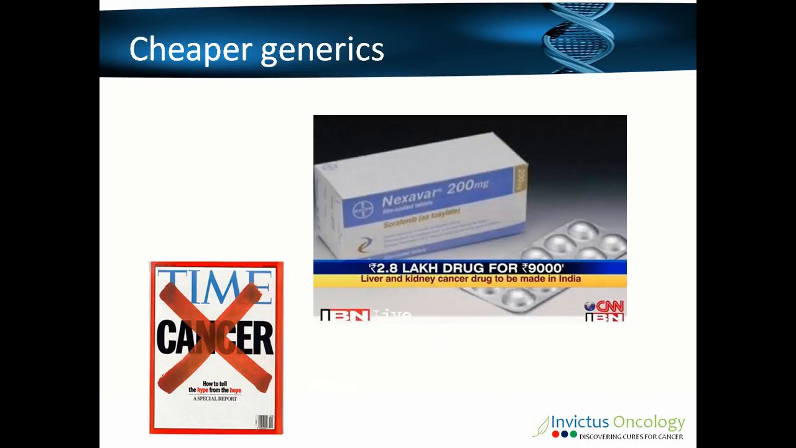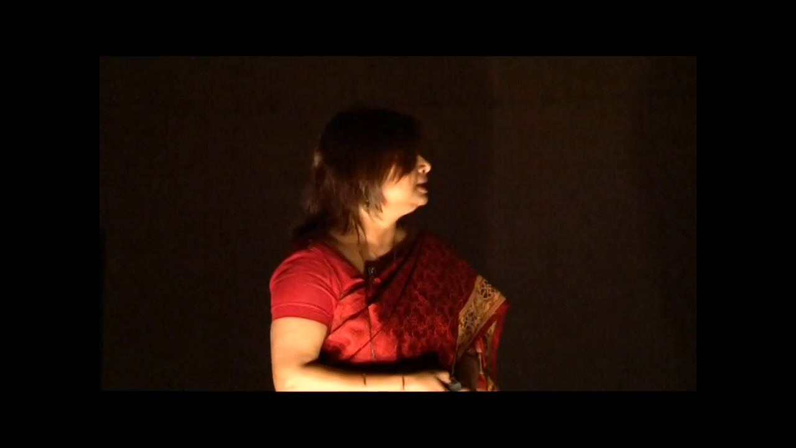Can our people even be able to afford these? Can we actually promise life to each one of us, giving medications that are so costly? So one way out would be to make cheaper generics. I'm sure you must have heard in the news that the Indian government would make the 2.8 lakh drug available for 9,000 rupees now. So that is one way of making some medication available. But again, 9,000 is also quite a high number for people living below the poverty line. What could be the other way?